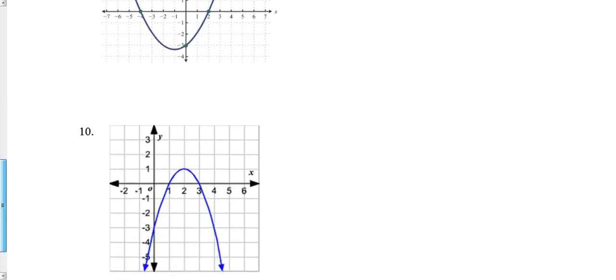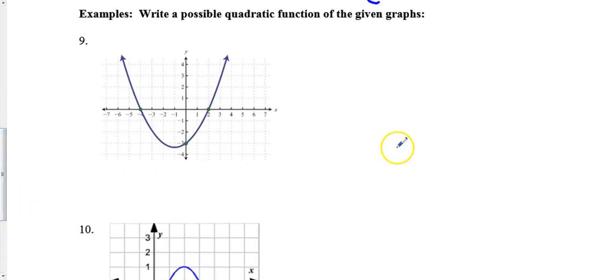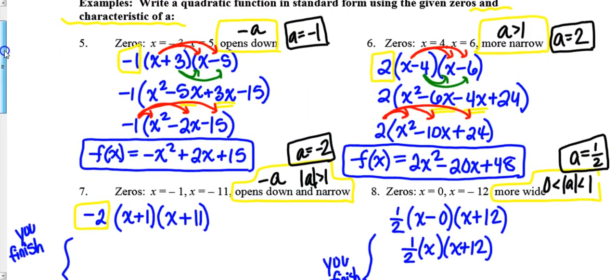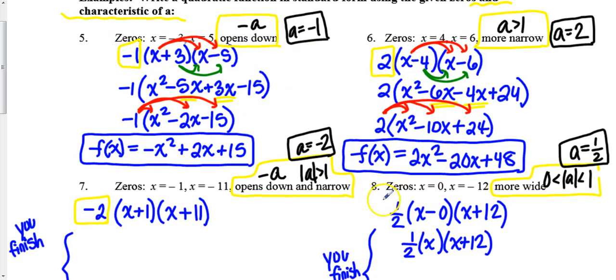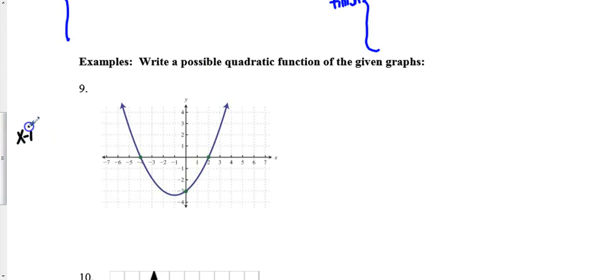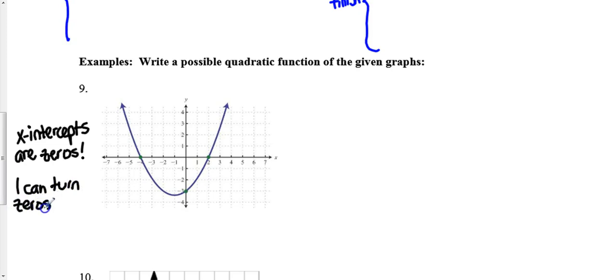Let's move into the last two examples that are part of this lesson. Now we are starting with graphs. It says write a possible quadratic function of the given graphs. Well, let's look where we started when we were given numbers. In 5, 6, 7, and 8, I started with information about the zeros. And remember, x-intercepts are zeros. I can turn zeros into factors. So this is the big idea.